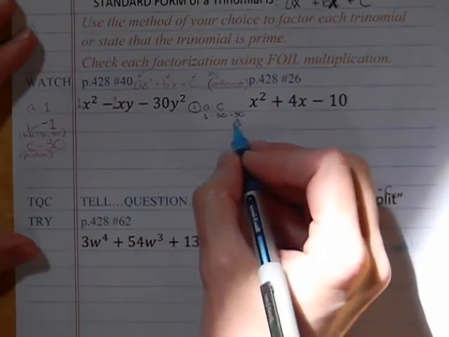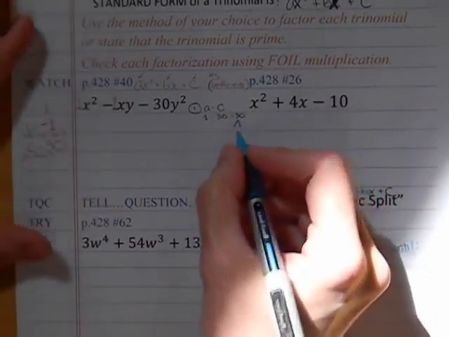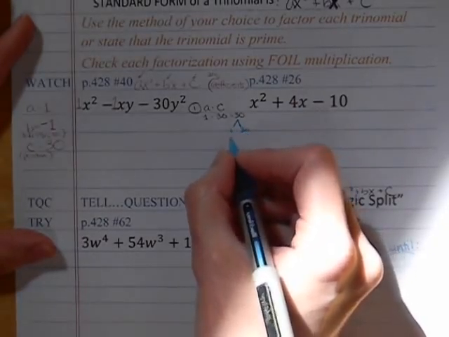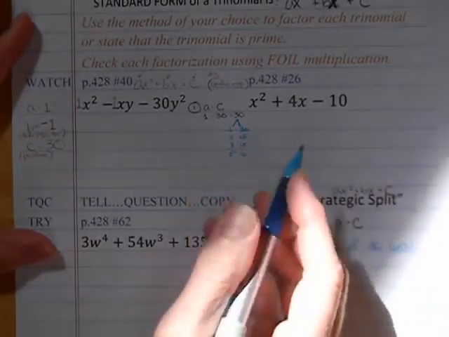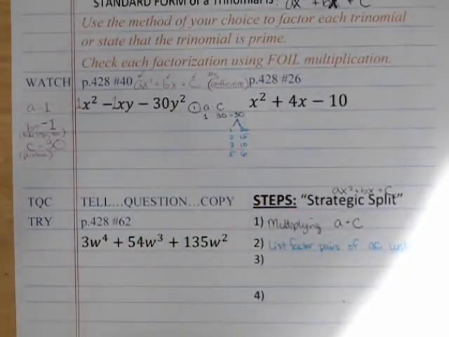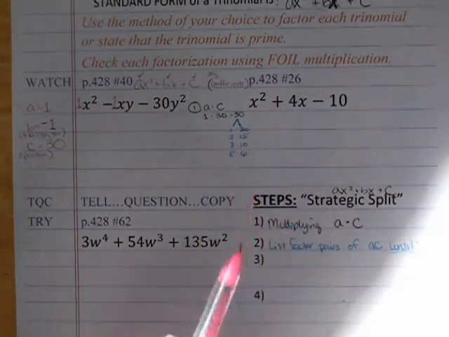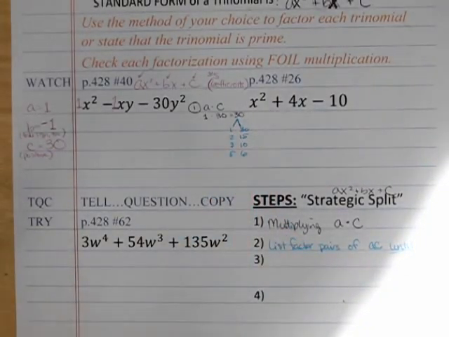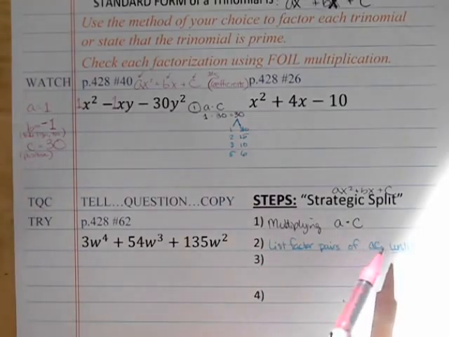We're looking for what multiplies to give you 30, and some of you will get to the point where you can do this part in your head. 1 and 30, 2 and 15, 3 and 10, 5 and 6. All of these pairs multiply to give you 30, and these are all the possibilities here.